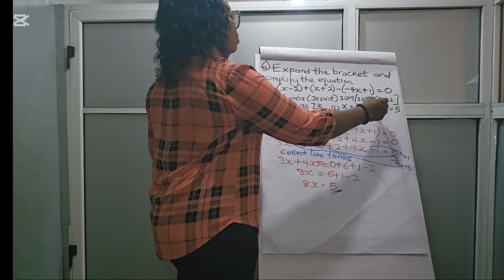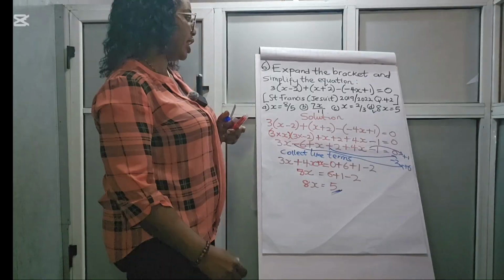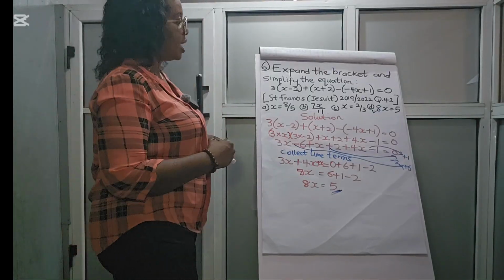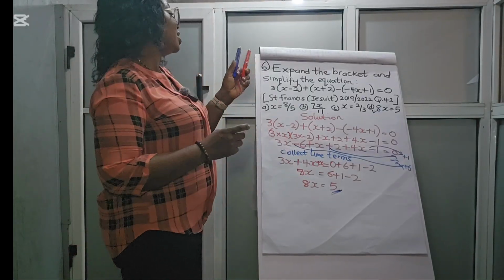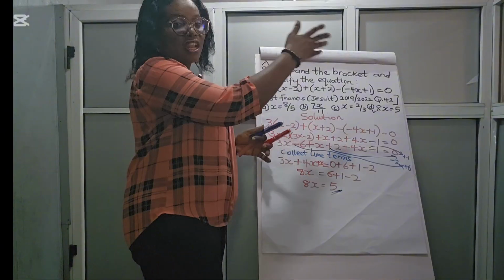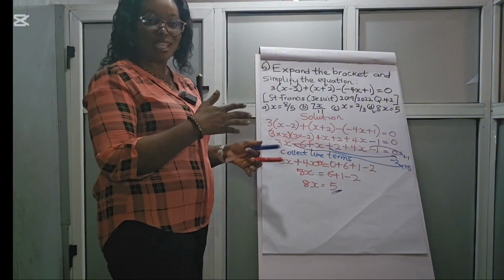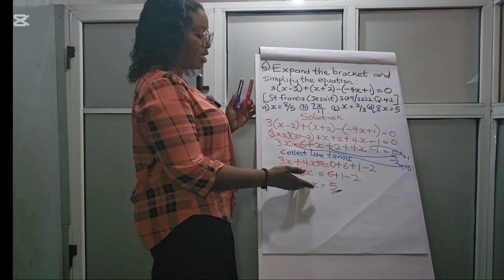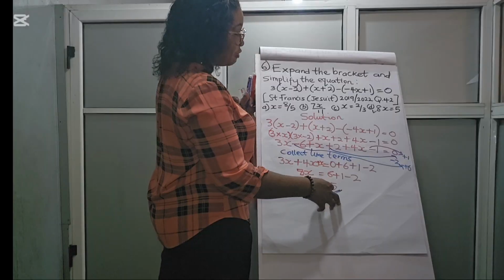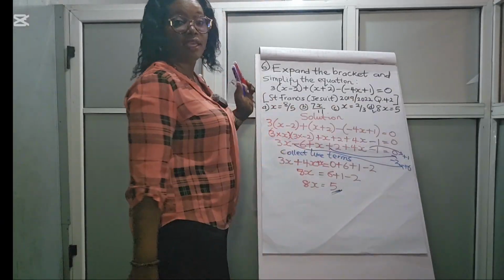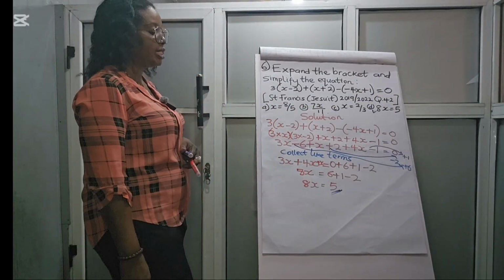8x is equal to 5. Option D. If you look at the question, it says simplify. It didn't say find the value of x. So we have to take note of that. It says simplify, so we have simplified it to 8x is equal to 5, and we can see it right there in option D.